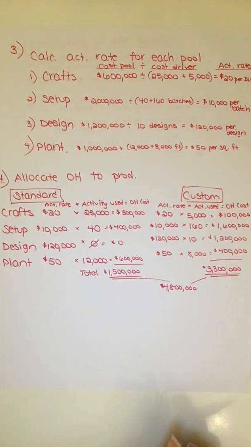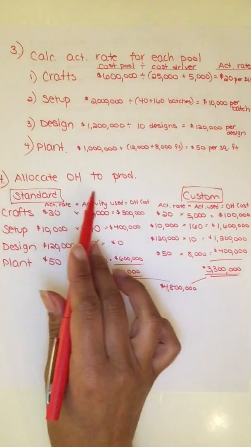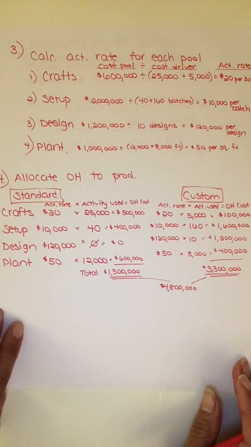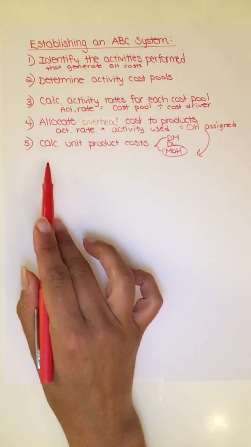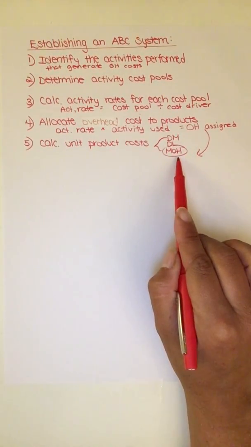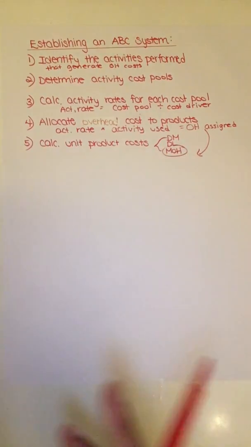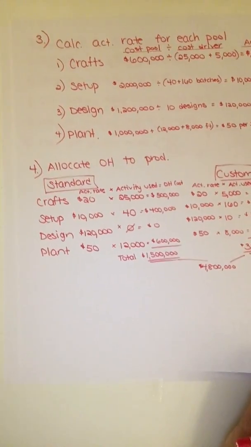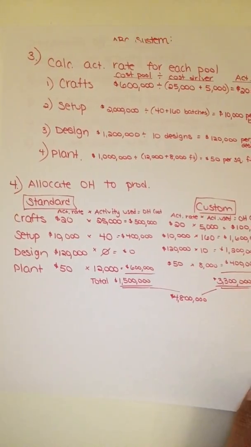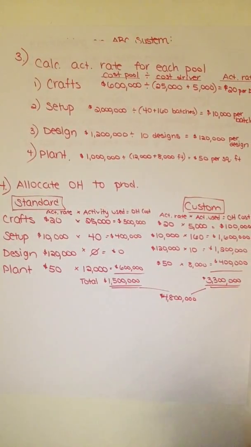So we're taking those overhead costs and dividing them amongst the two product lines. So that was step 4, allocate overhead to products. Step 5 is to calculate our unit product cost. We did the MO, we just did that. Now we need to have the DM and the DL. So again, we have two products: the standard and the custom.